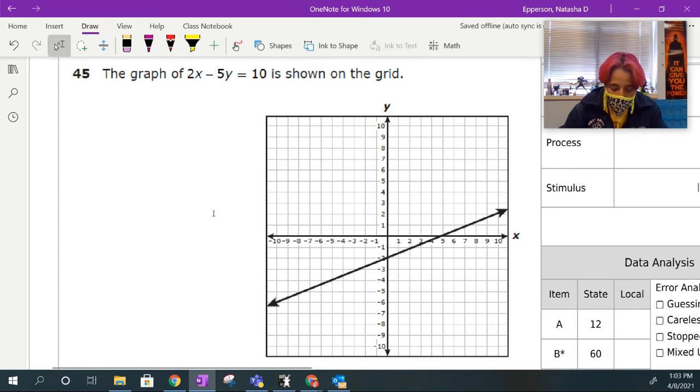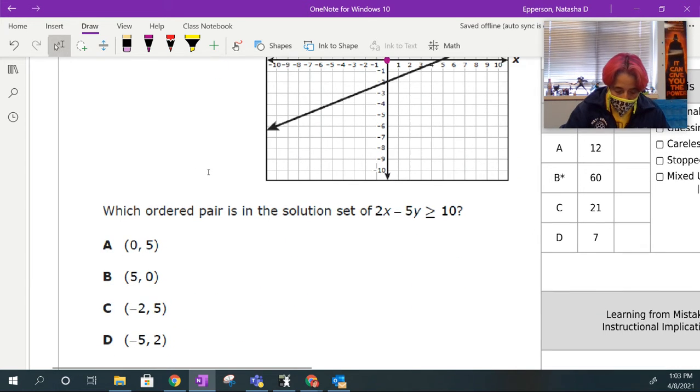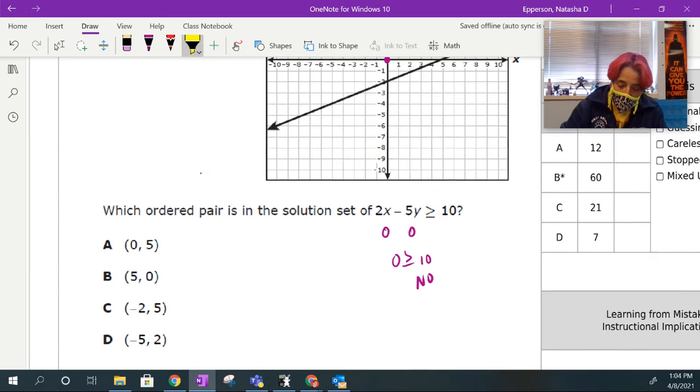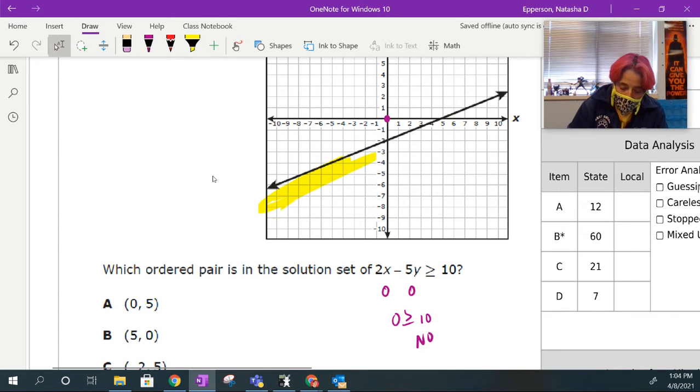So the first thing I need to do is figure out which side of the graph I want to shade on. So I'm going to pick my origin, 0, 0, and I'll plug it in for X and Y. Oh, wait, hold on. Sorry, never mind. Oh, yes. Okay. 0 for X and Y down here, because we're looking at greater than. So 0 greater than or equal to 10. Is 0 greater than or equal to 10? No. So that means I want to shade on this side of the graph.